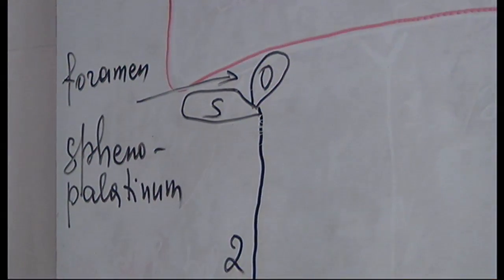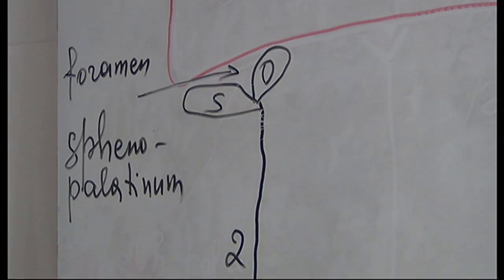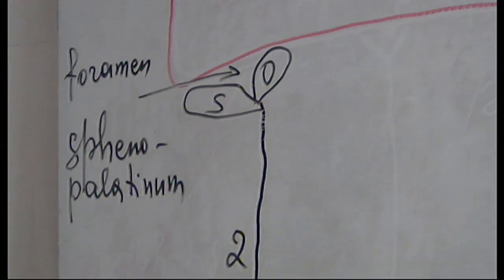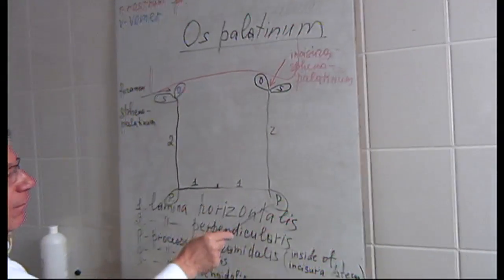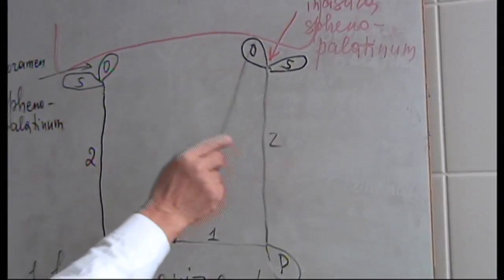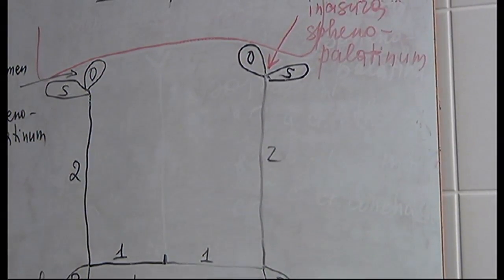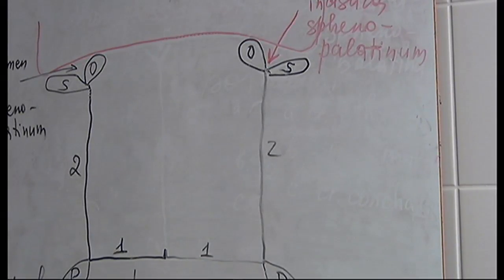So, now we already know that os palatinum consists of 2 laminae, lamina horizontalis and lamina perpendicularis, and 3 processes: processus pyramidalis, processus sphenoidalis, and processus orbitalis. There are some other important details.